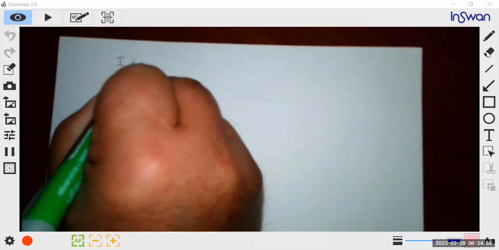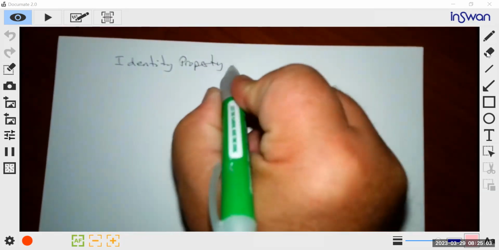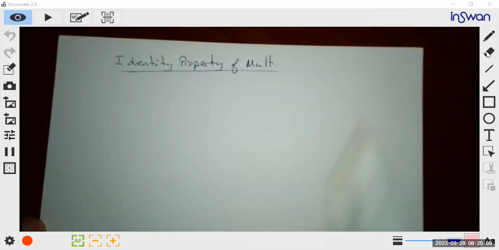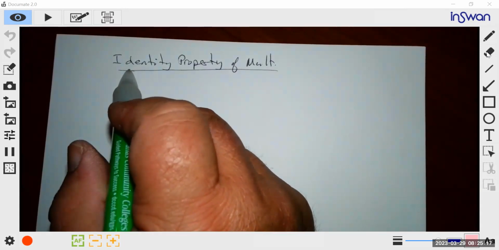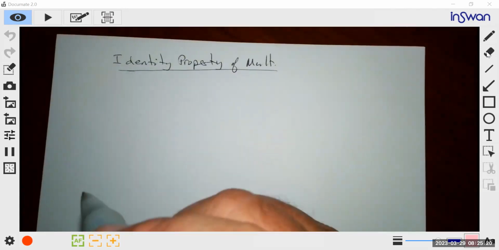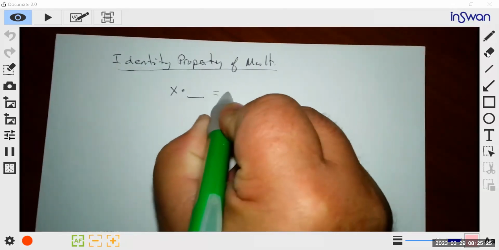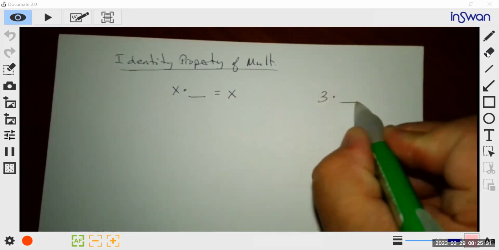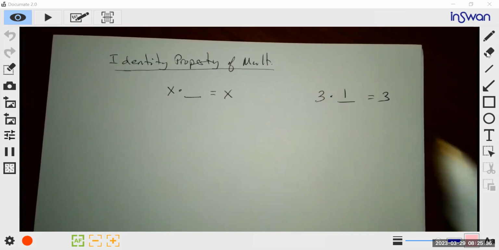The next one is called the identity property of multiplication. What the identity property says is this: is there a number that allows x, or whatever number, to keep its identity, keep it the same? So in other words, x times what gives me x? Does it keep its identity? 3 times what equals 3? Right, 3 times 1. So x times 1.